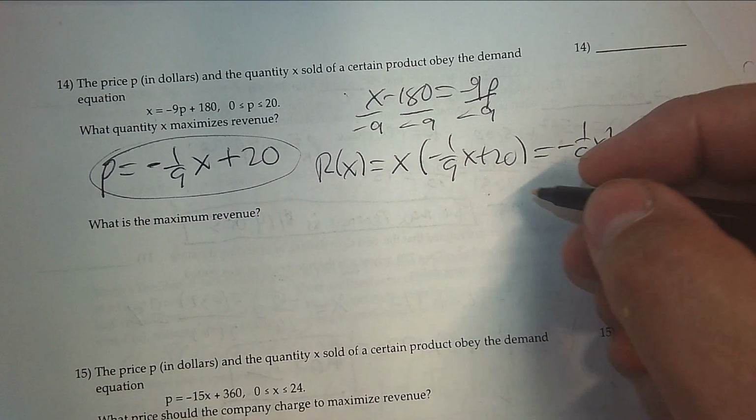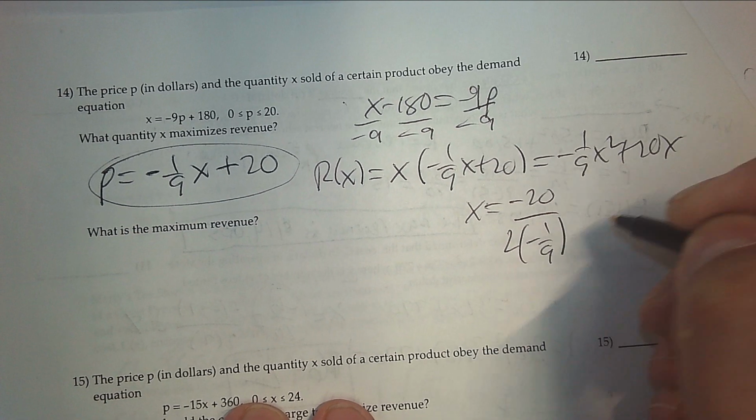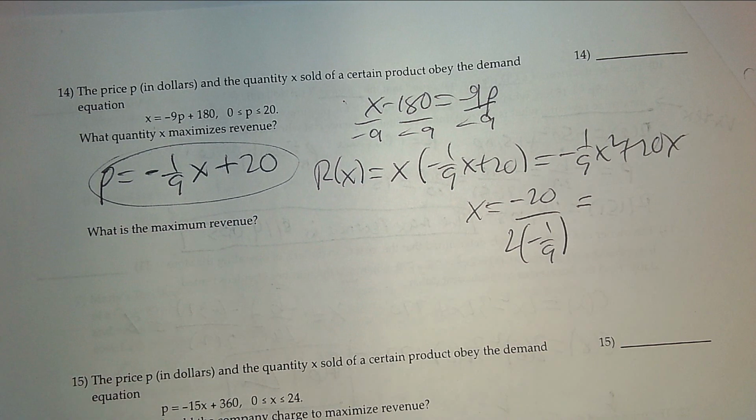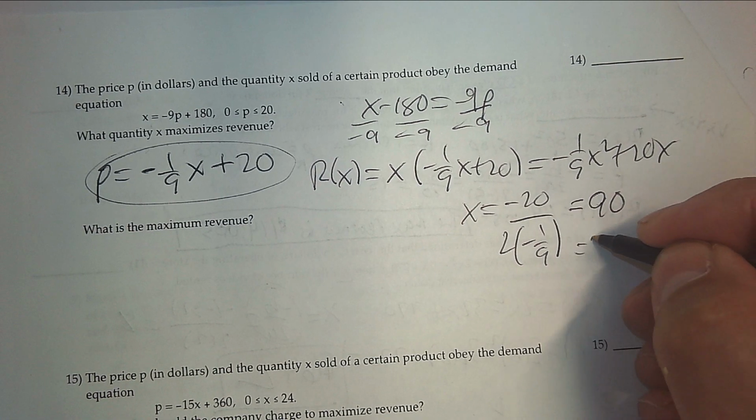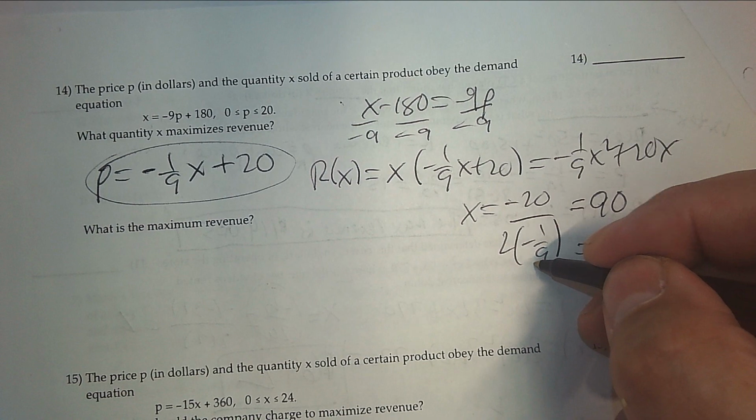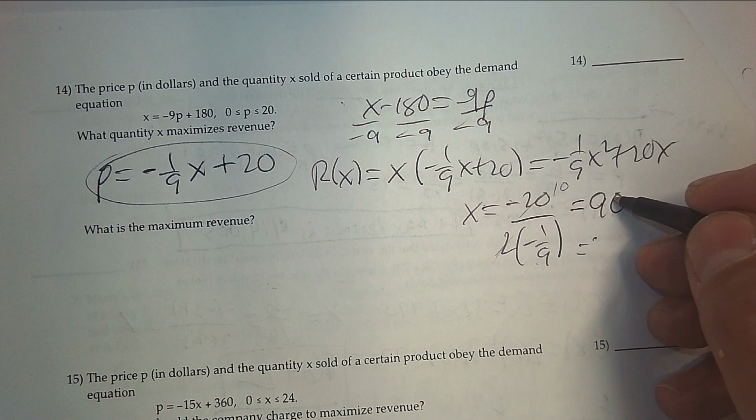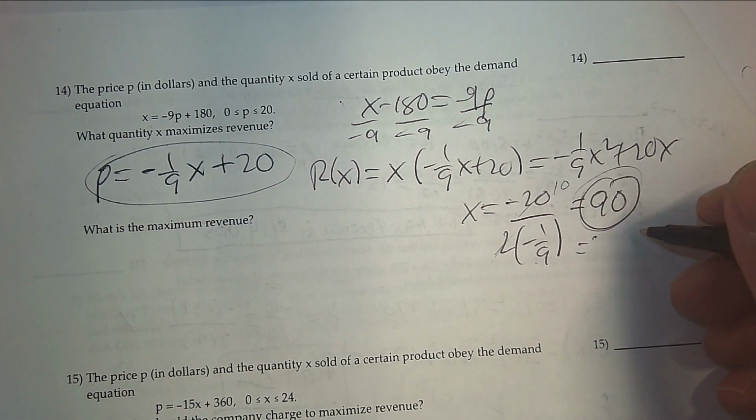I'm going to find the vertex, which is negative b over 2a. That answer is 90. So negative divided by negative. This is ultimately 2 goes into 20 10 times, and 10 times 9 is 90. Now it says what quantity should you do? So the answer is 90 is the number of units.